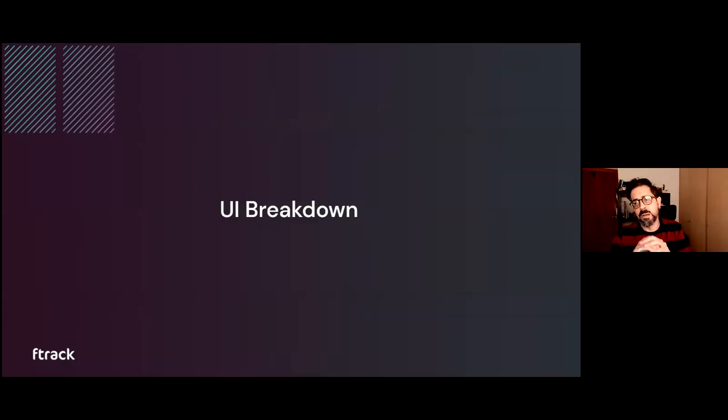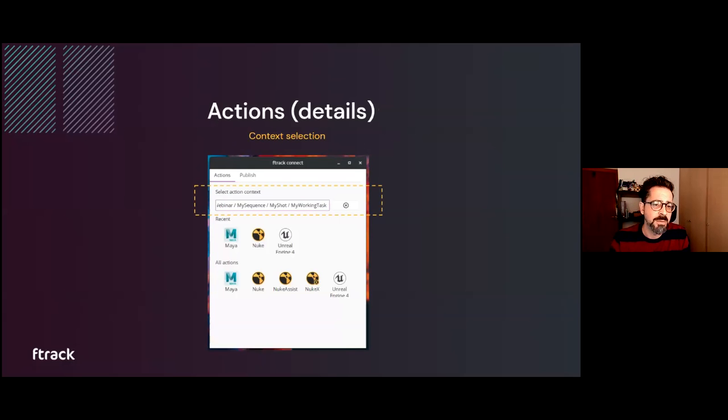Usual UI: we're going to start again with an overall UI background and then go into more detail. This part of the interface is less complex than the publishing one. Again, first things first, context selection. Context selection in this case will let us discover the actions. Next to it, we have the recent actions that we have been using, and at the end, we have all the actions that have been discovered in the same context.